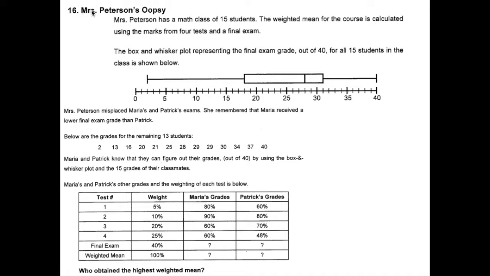Question number 16. Miss Peterson's oopsie. Miss Peterson has a math class of 15 students. The weighted mean for the course is calculated using the marks from 4 tests and a final exam.